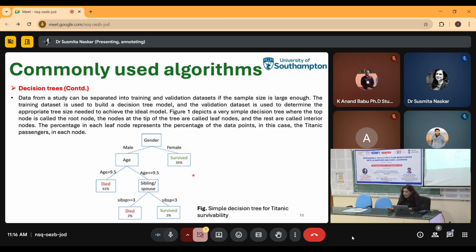Two ways we can do that. One is the training data set and another one is the validation. So these two divisions we do. The training one we use to build the model, and the validation one we use to fine tune the model, right? Basically converge the model and get a better performance.